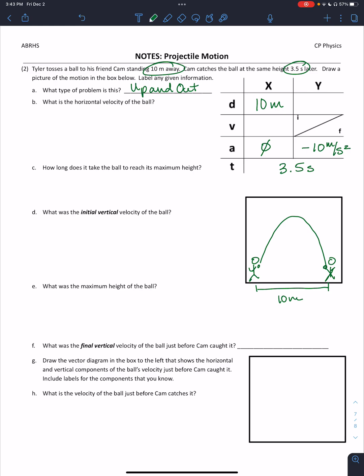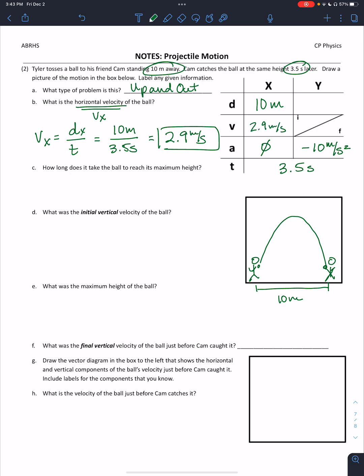So the first question is, what is the horizontal velocity? I'm looking for Vx. If I look at my graphic organizer, I have dx and I have time, and I know that Vx is equal to dx divided by time. So I plug in 10 meters divided by 3.5 seconds, plug all that into my calculator, and I find that my horizontal velocity is 2.9 meters per second.